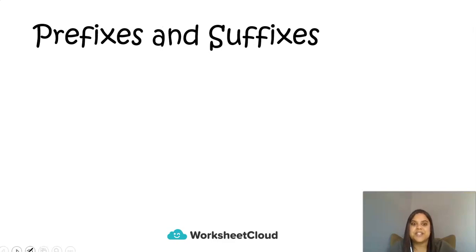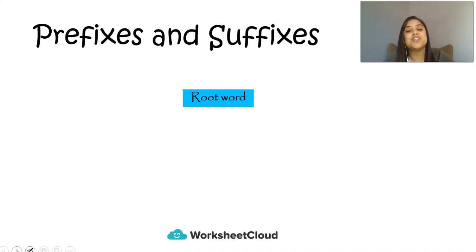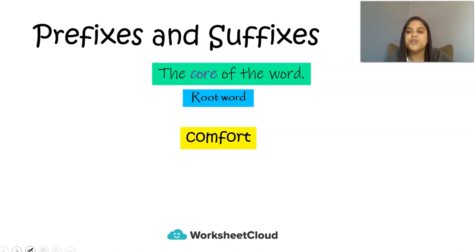So prefixes and suffixes, what are they? And while I get into them, I'm going to lift myself up here because I know that I'm going to get in your way if I stay down there. So what are they? The first thing we're going to look at when we look at prefixes and suffixes is the root word, okay? Because the root word is the core of the word. And the root word for this word that we're going to look at is comfort. Like I said, the root word is the core of the word. So that word does not change.